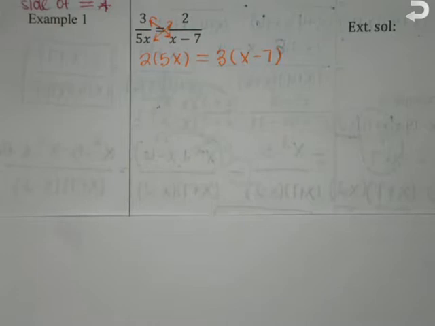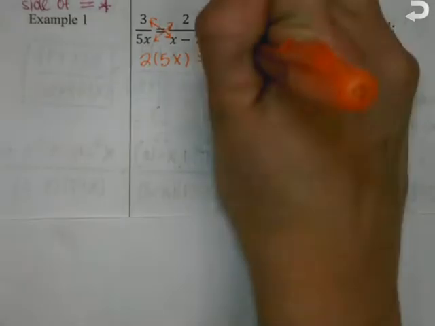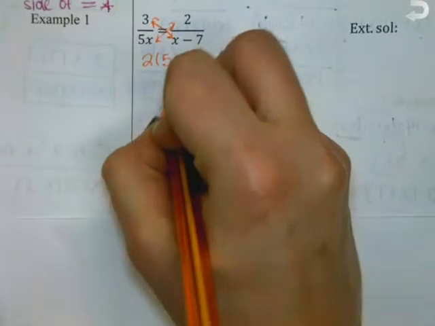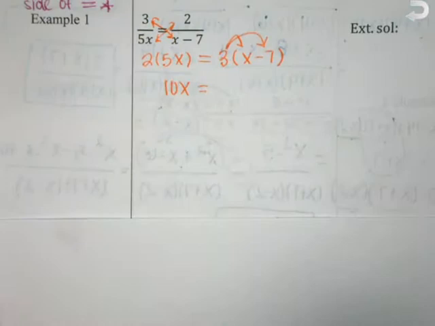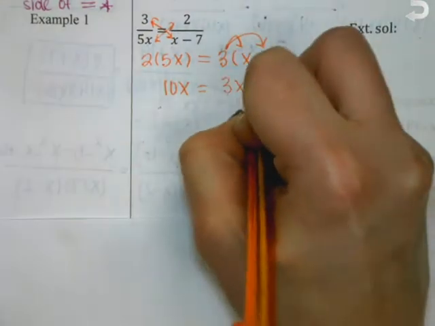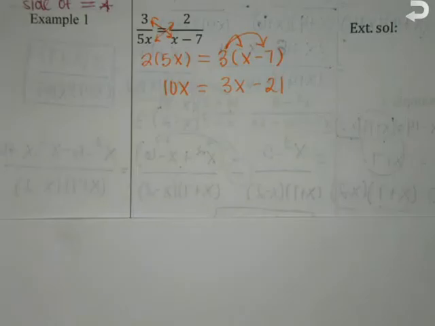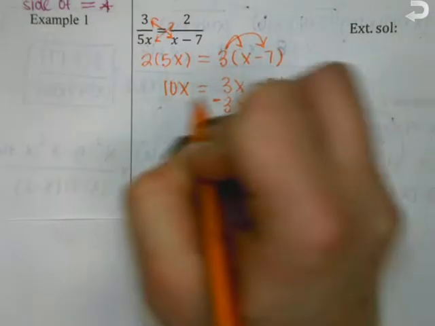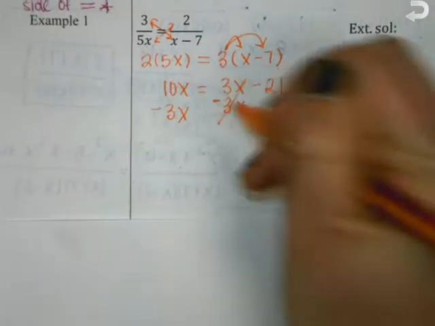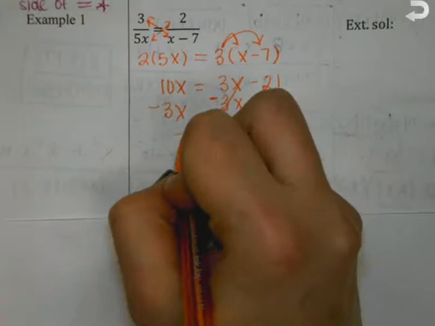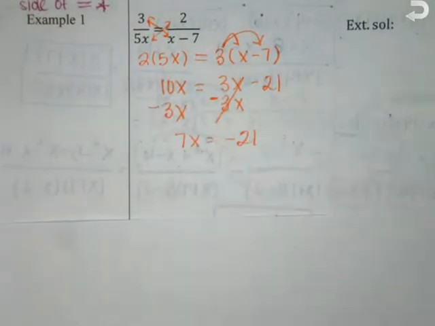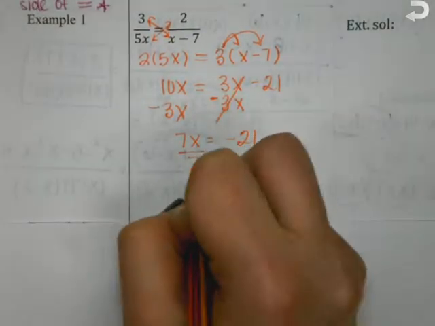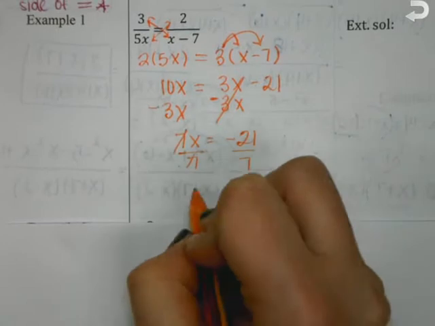What can I do next? Distribute. So that's going to give me 10x equals 3x minus 21. Subtract both sides. So you get 7x equals negative 21. Divide both sides by 7. So x equals negative 3.